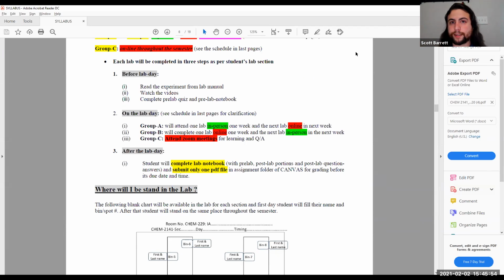Hold on one sec, it's messing up. So the pre-lab quiz will be due the Friday before lab. And so you were saying you can't find the notebook for this lab. Okay, so I'll show you guys that here after we get through this syllabus. Let's go ahead and keep moving forward.